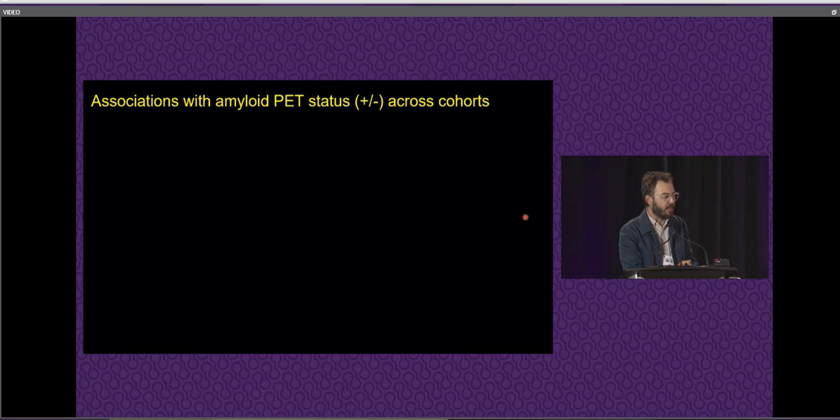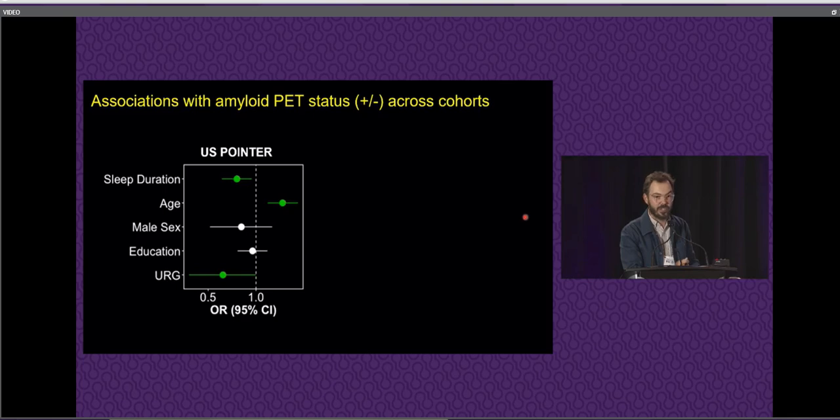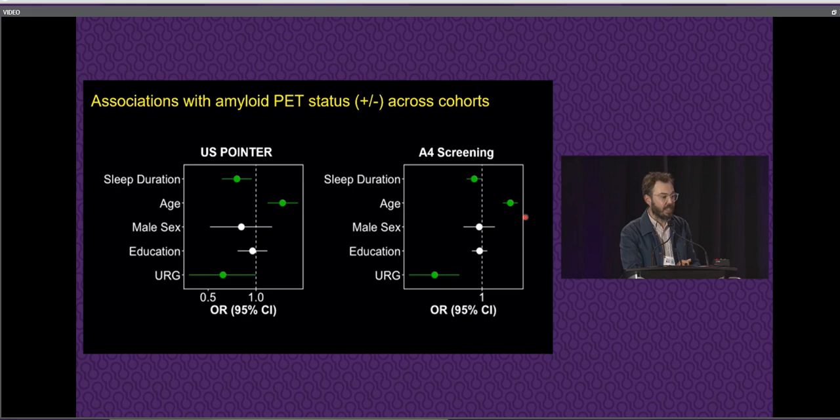And then to look at this a different way, we did a logistic regression predicting amyloid positivity, with sleep duration and the demographic factors in the model, and we found that short sleep duration and older age were both predicting amyloid positivity, and belonging to an underrepresented group was predictive of being less likely to be amyloid positive, as Talia mentioned in the previous talk. And we actually see the exact same pattern in A4.